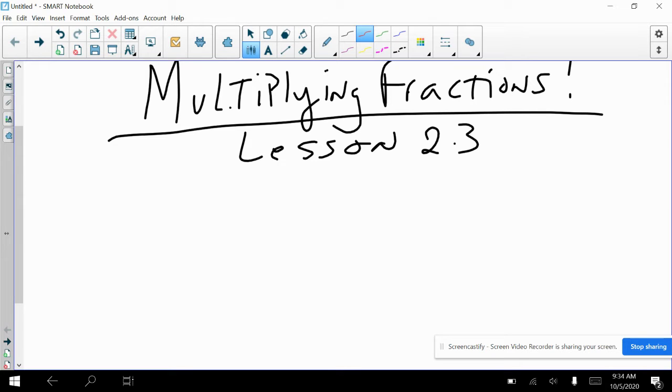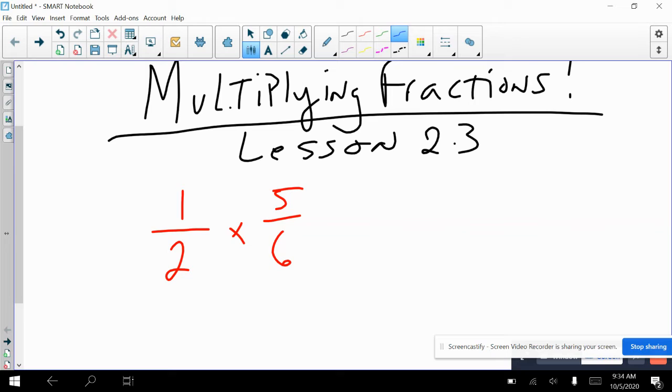All right, so let's start off easy. So we have 1/2 times 5/6. I'm going to show you several different ways, maybe not to solve it, but things that you need to look out for. Probably a better way to put it. Okay, so how do we multiply fractions? Let's start there.